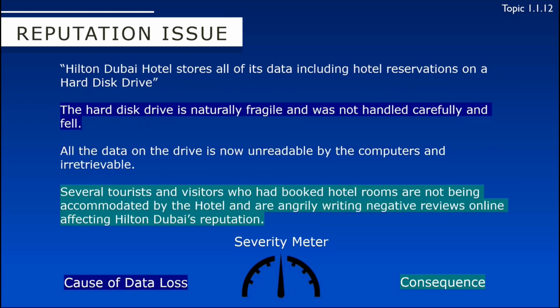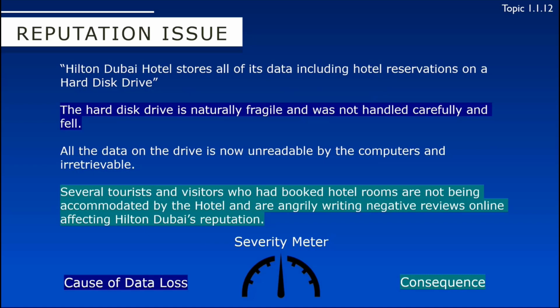Reputation issues. Hilton Dubai Hotel stores all of its data, including hotel reservations, on a hard disk drive. A hard disk drive is naturally fragile because it has a lot of moving parts, and it was not handled carefully and fell. All the data on the drive is now unreadable by the computers and irretrievable.